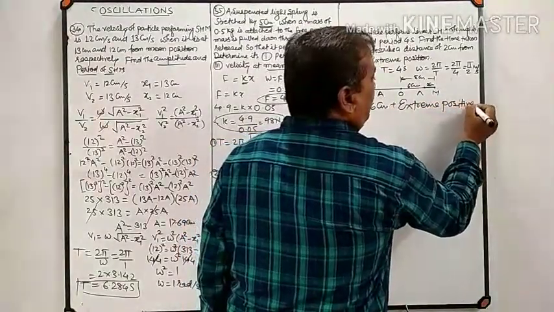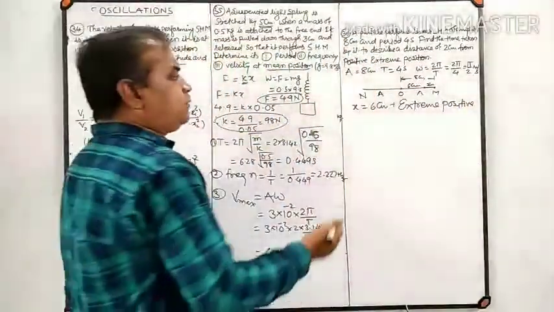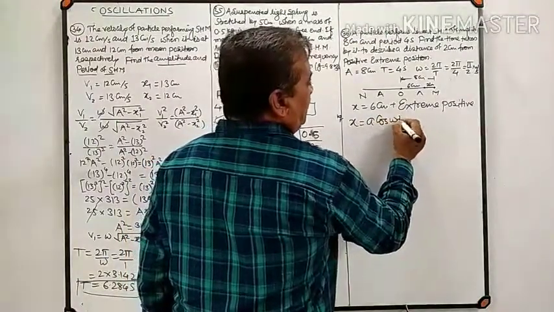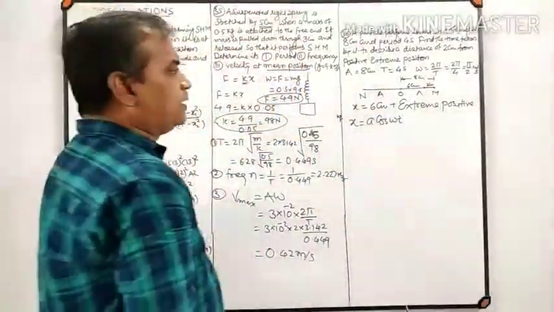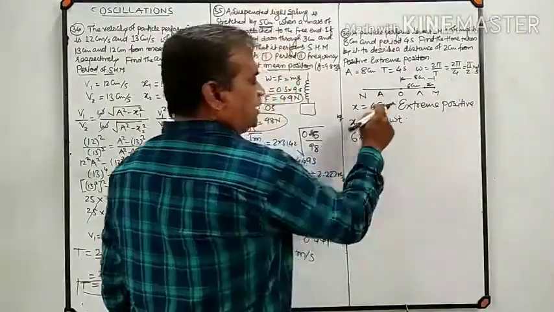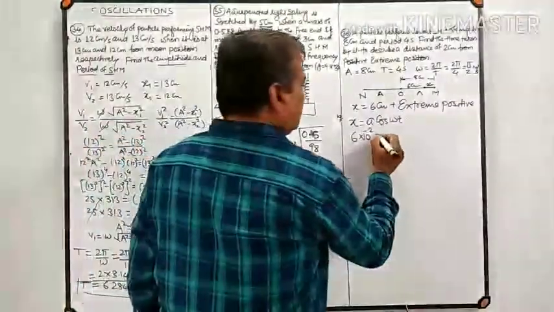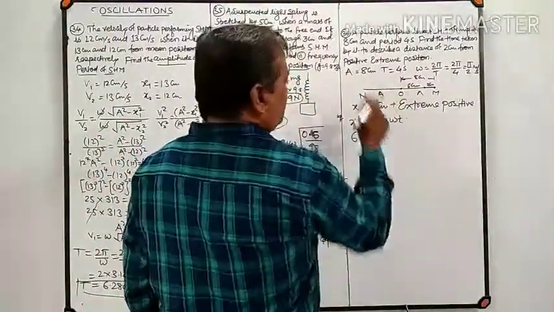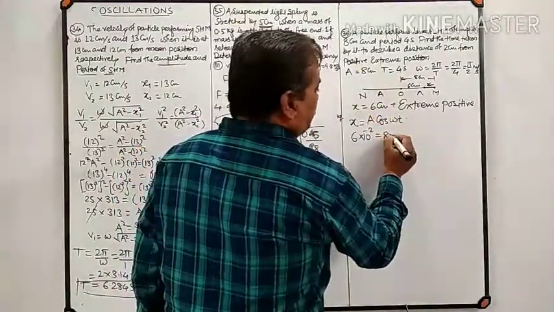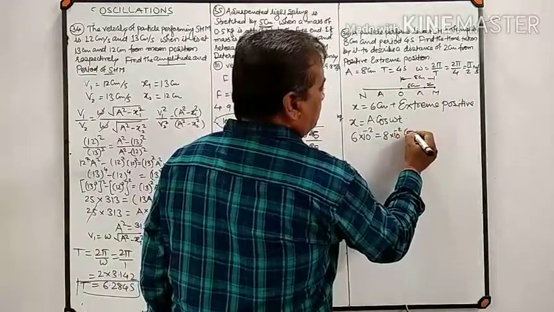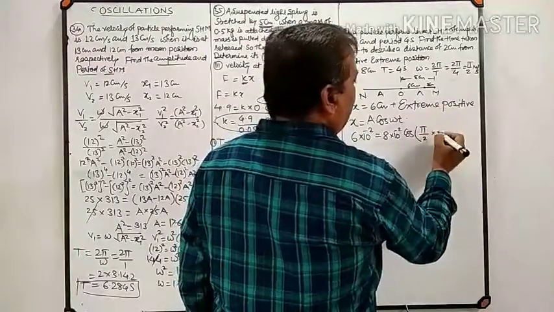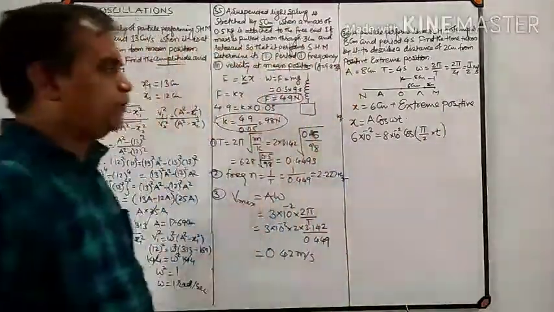When the particle performs SHM starting from positive extreme position, the displacement of the particle is given by x is equal to a cos of omega t. So 6 into 10 raised to minus 2 equals, here the amplitude, instead of small a you may write capital A, so amplitude A is 8 centimeter, so 8 into 10 raised to minus 2 into cos of omega t. Here omega is pi by 2, into that time interval t, which we want to find out.